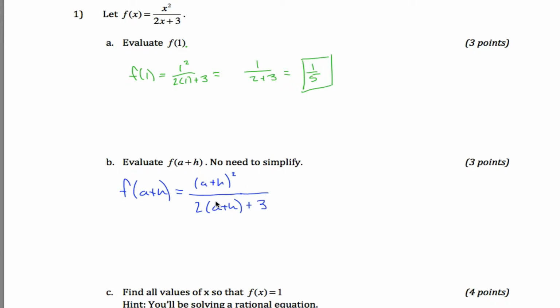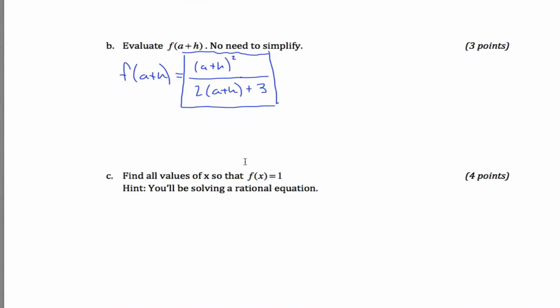You can definitely rewrite this in lots of different ways. You could expand this out, you could distribute the 2, but it says no need to simplify. So if there's no need to simplify, this mess right here is good enough. We'll call that the answer. All right, moving on. Part C.